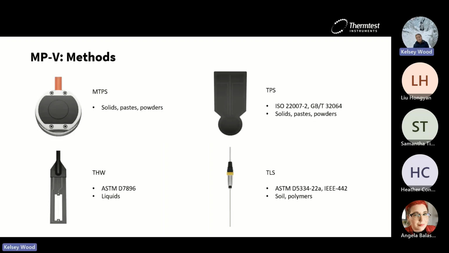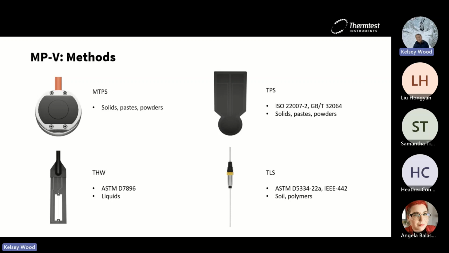With the MPV, there are a variety of sensors available that are suited for different methods and different sample types, starting with the Modified Transient Plane Source MTPS sensor. This is our absolute single-sided sensor for testing solids, paste, and powders, and automatically comes with the modules to test for 1D, anisotropic slab, and just standard bulk samples. We also have the standard TPS module for testing solids, pastes, and powders. This is in accordance with ISO 22007-2.